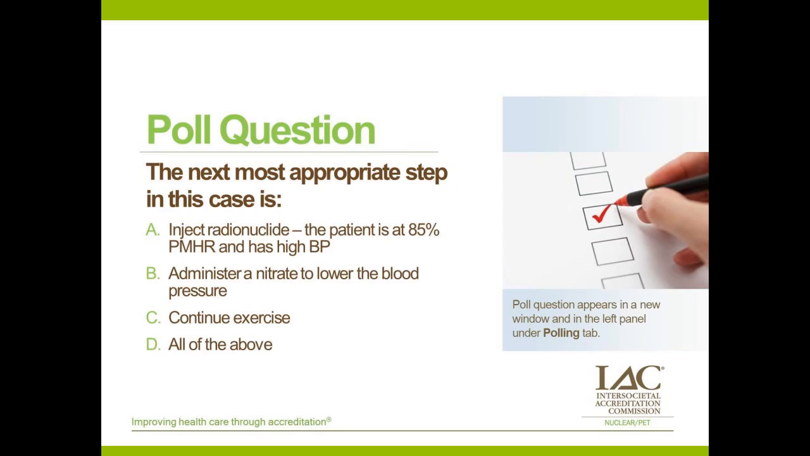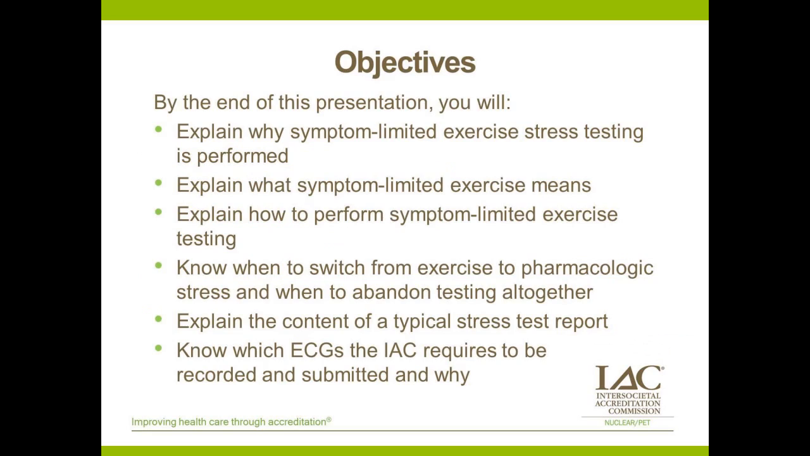At this point, let's just poll the audience. The next most appropriate step in this case is A, inject radionuclide, since the patient is at 85% predicted maximum heart rate and has a high blood pressure; or B, administer a nitrate to lower the blood pressure; C, continue exercise; or D, all of the above. So let's take the poll. Then we're going to come back to this case at the end of the presentation, and we'll discuss the answer based on what we learned today during this discussion.